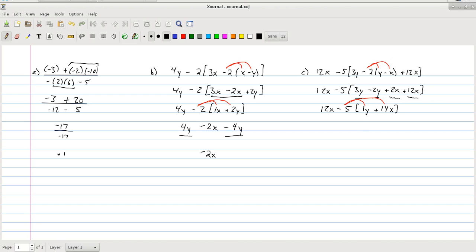Negative 5 times positive 1y is negative 5y. Negative 5 times positive 14x is negative 70x. And now we'll just carry down the 12x. And then finally we can combine like terms. We have a positive 12x and a minus 70x. We combine those to get negative 58x and carry down the minus 5y. There are no more like terms, and so we know that we're done.